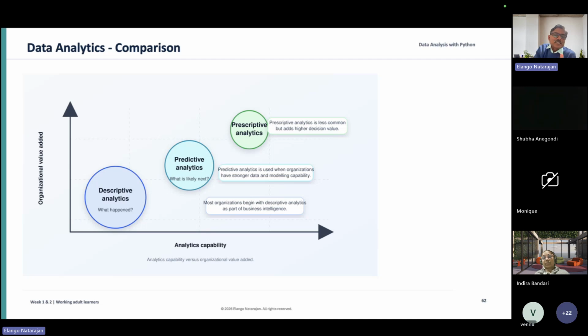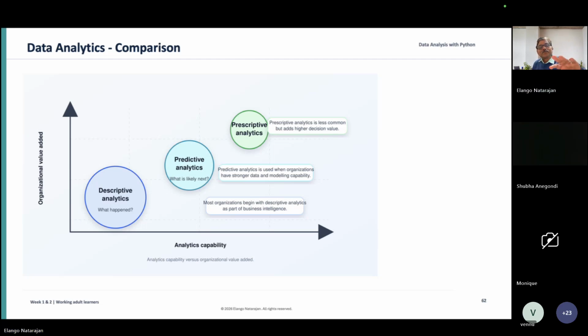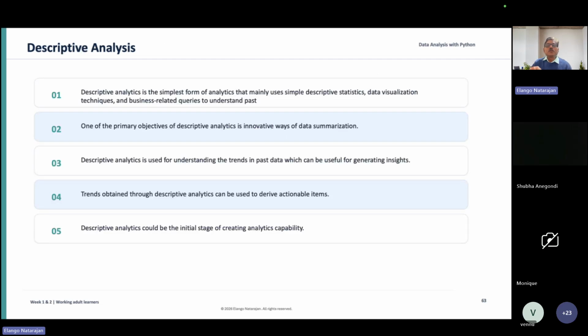Coming to descriptive analysis and predictive analysis. Predictive analysis is used when organizations have stronger data and modeling capability. But descriptive analysis is very common. It is very important for any process. The higher one is prescriptive analysis, where you introduce optimization techniques like linear programming. This gives you the optimized output. Predictive analysis is the mid-level; it may not give the optimum response. But if you are very particular about the optimum response, then you go for prescriptive analysis, which means it is going to prescribe for you.